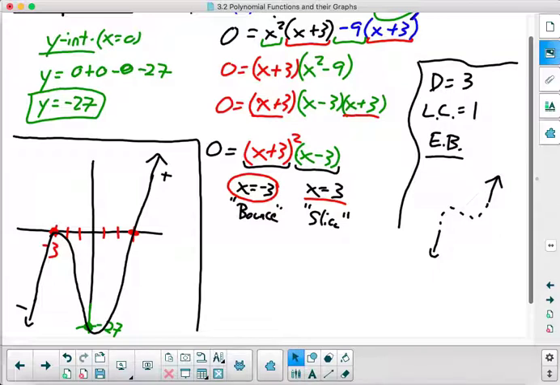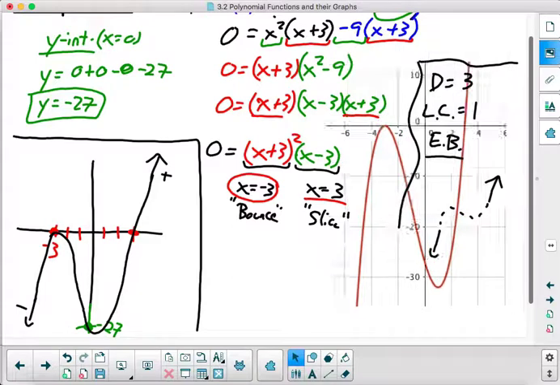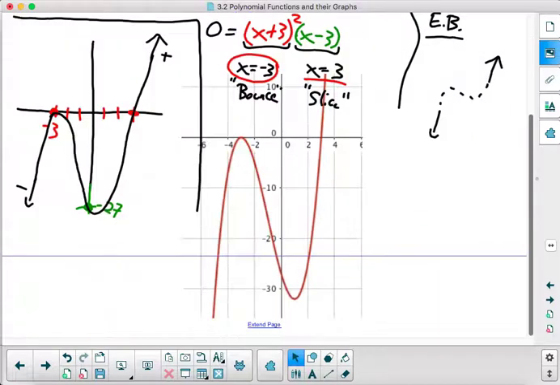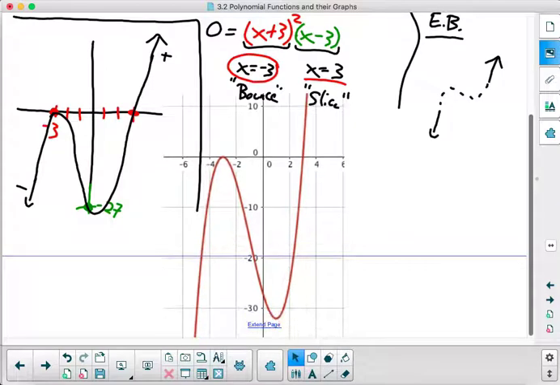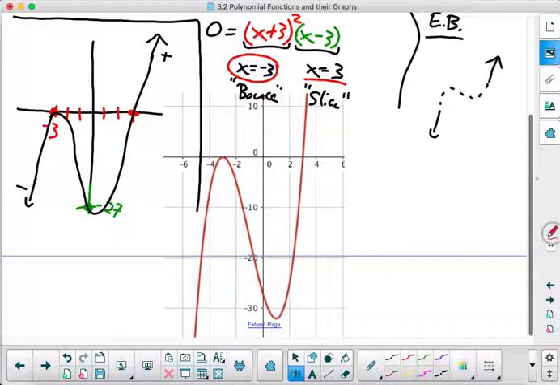And again, is that perfect? No, but it's close. The actual graph looks something like that. Again, that's zoomed a little bit differently, but see how it bounces here, slices here, goes through negative 27 down there. But a similar idea.